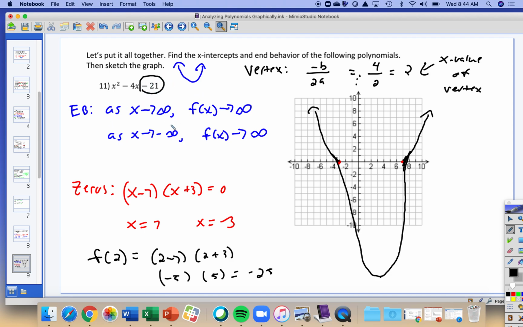Okay, so we have end behavior, we have x-intercepts, we found the vertex of a quadratic, and we could find the y-intercept, which is the constant of any polynomial. And then we did a rough sketch. Let's do a couple more.